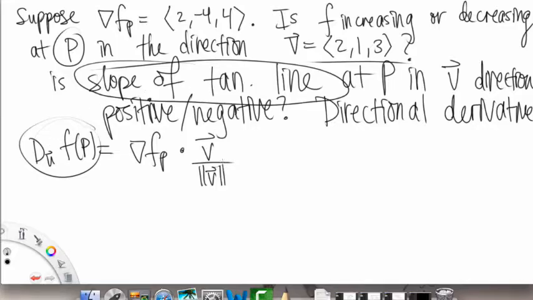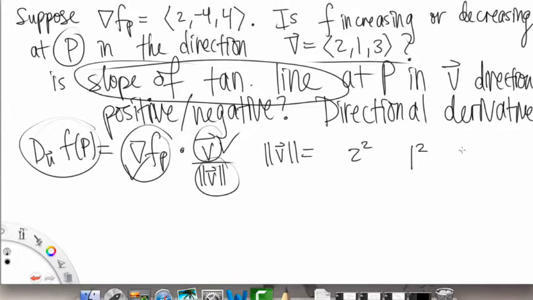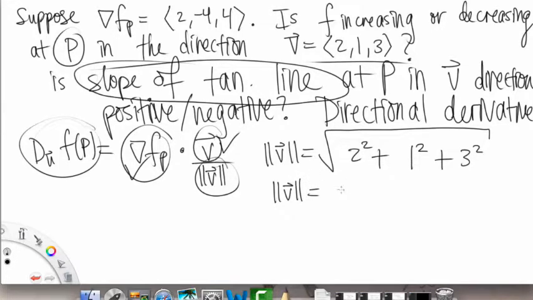Okay, so first of all, we have v, and the gradient is already given, so that's good. Now we just need to find the magnitude. To find the magnitude, we take each of the components, square them, add them all together and put them under a square root sign. So the magnitude of v is the square root of 2 squared plus 1 squared plus 3 squared, so that's 4 plus 1 plus 9, which is 14, so the square root of 14.